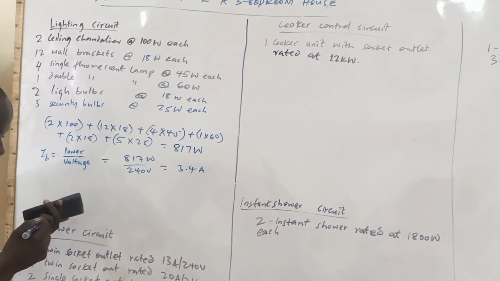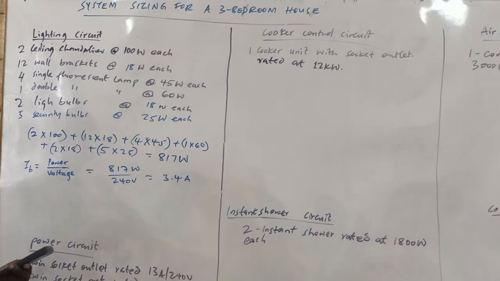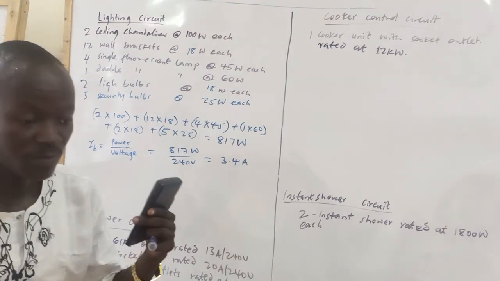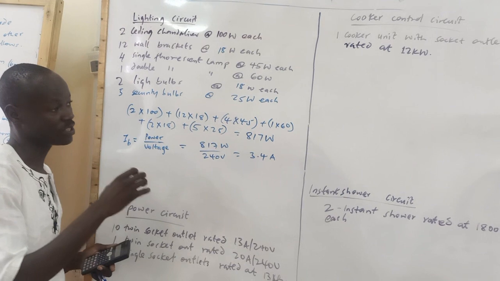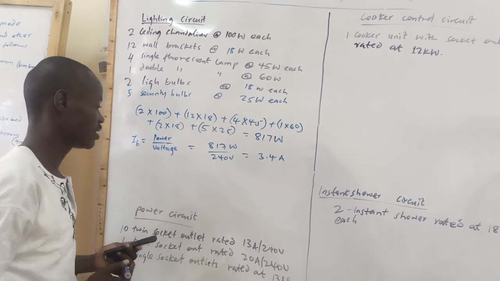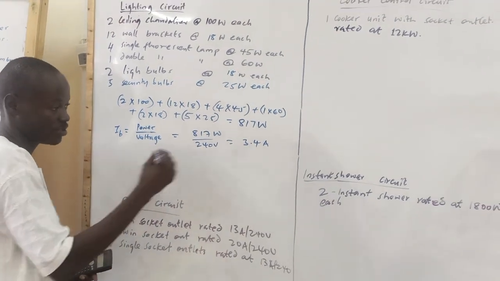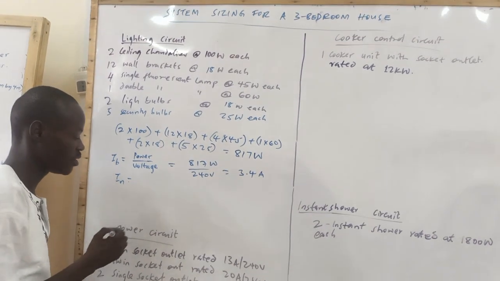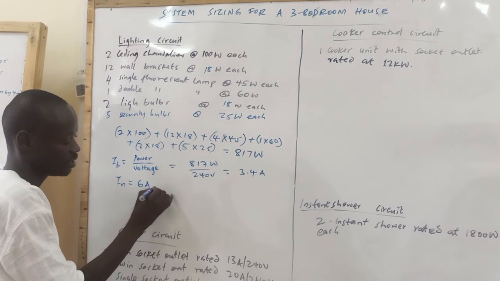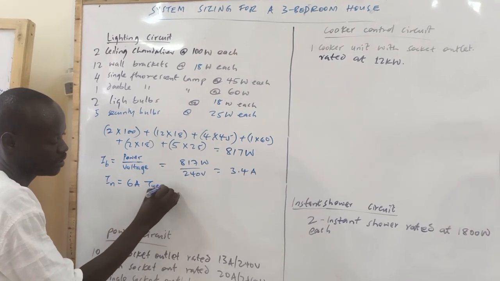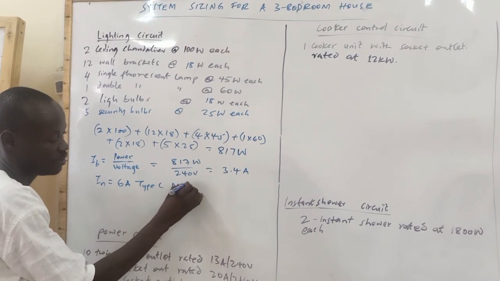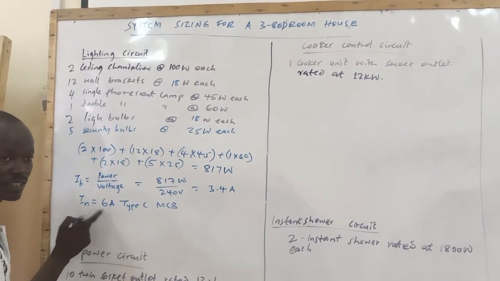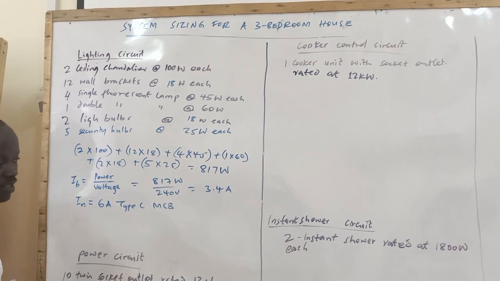So from this one, we proceed to the next part, which is now to select the appropriate protective device rating. And I've said you're going to use circuit breaker type C. So in this case, I select the one that is closer to this. And the next circuit breaker rating, IN, that's closer to 3.4, is 6 amp type C MCB. So in that case, the nominal setting selected for this circuit is 6 amperes.